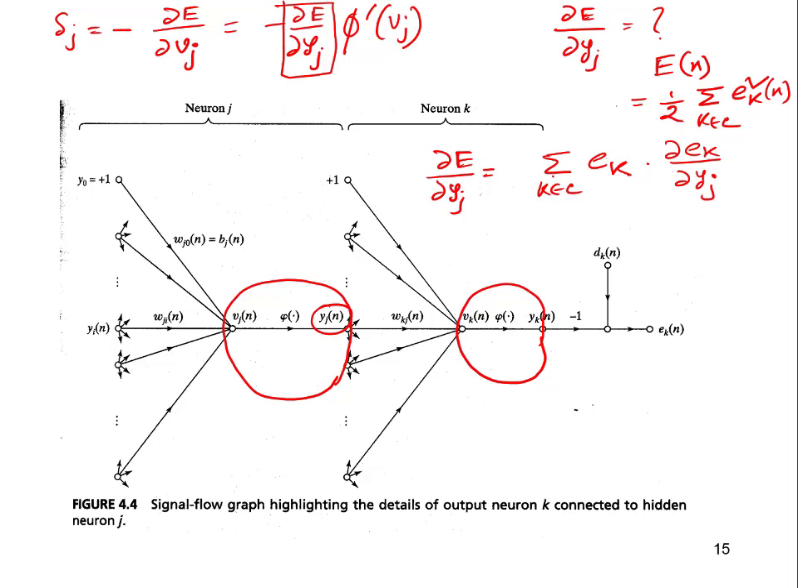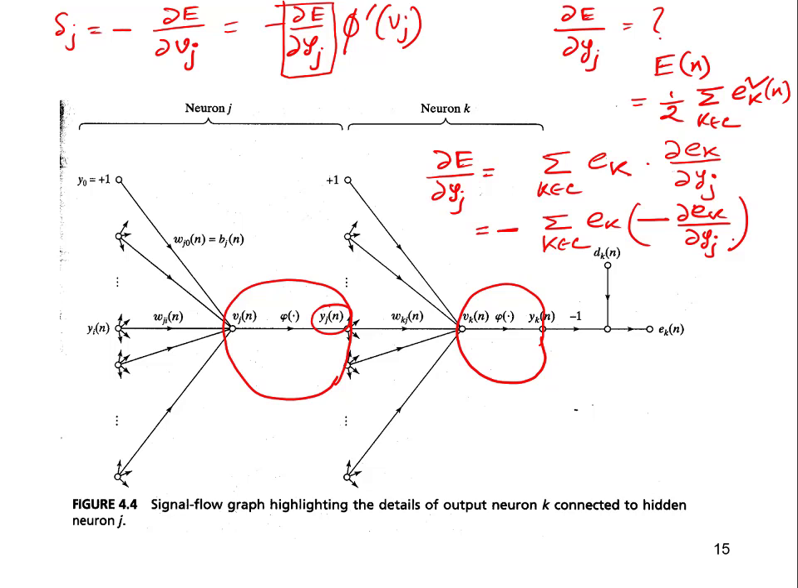So that's why the summation is still remaining, because we don't know how many k's connect with the current j. So that's how we are going to represent this equation. Let's put a minus sign up front, with the sum over k belongs to C of Ek, and a minus sign with delta Ek by delta of Yj.